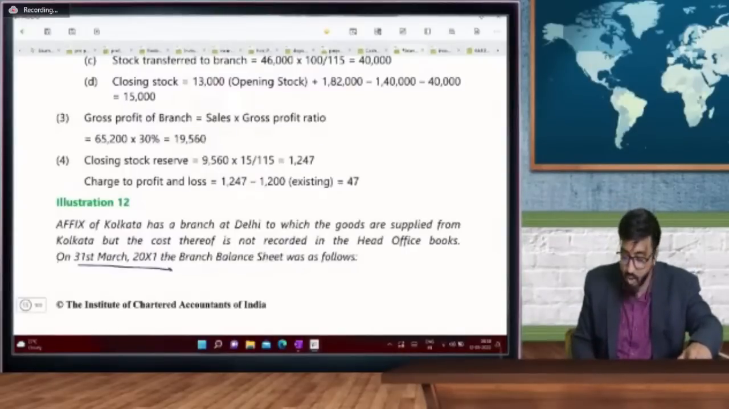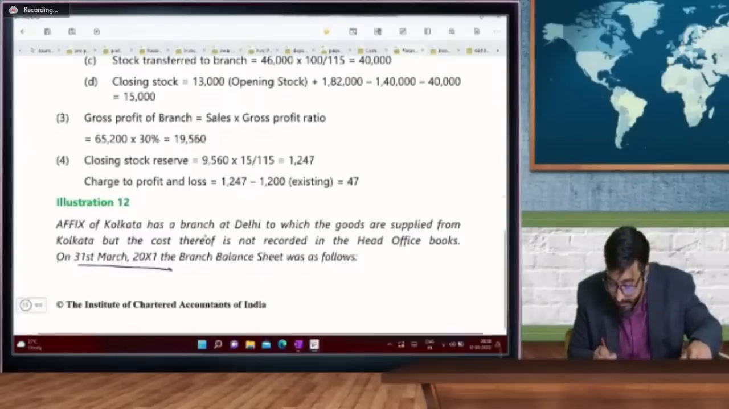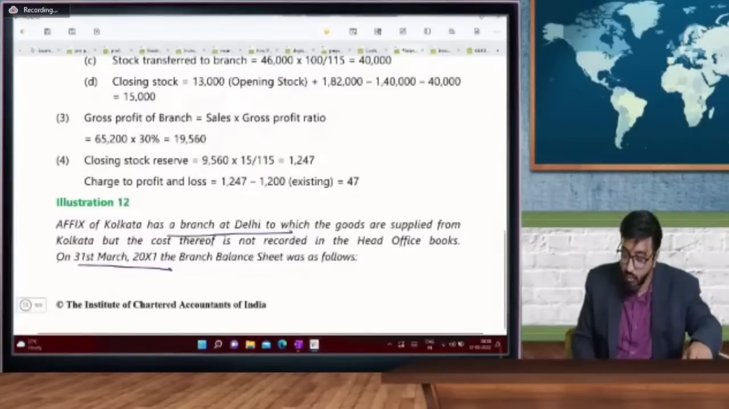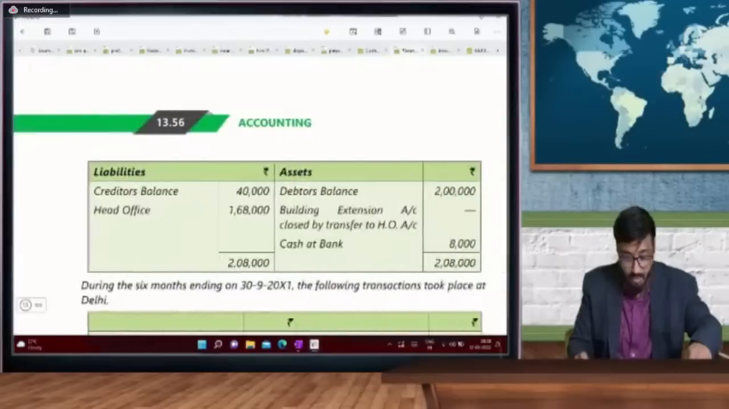Okay, let's go. A firm of Kolkata has a branch at Delhi to which goods are supplied from Kolkata. And the cost thereof is not recorded in the head office books. Branch balance sheet.